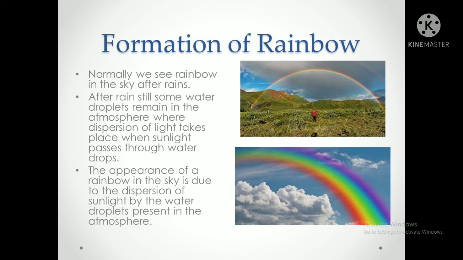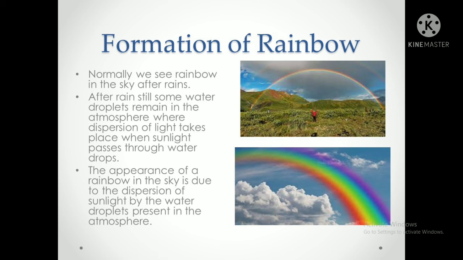So rainbow normally we don't see, but after the rains, in the sky we can see sometimes a rainbow. But rainbow will always be opposite to the sunlight. Always remember that. What happens after the rain? In that time only we can see the rainbow in the sky. Why? After rain, some water droplets remain in the atmosphere where the dispersion of light takes place, and when the sunlight passes through the water drops, the appearance of rainbow in the sky happens.